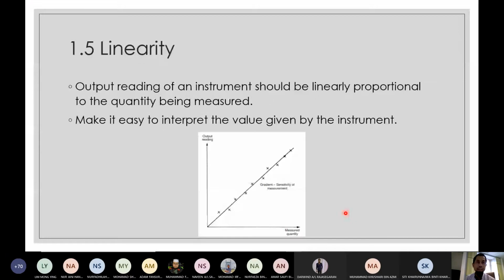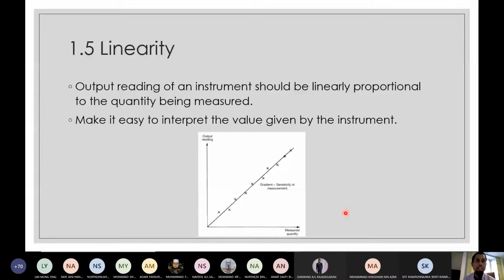And then number 5 is linearity. Linearity basically means that ideally, when the value of the parameter that we measure increases, the instrument reading will also increase proportionally. If it decreases, it also decreases proportionally. So a linear change makes the reading easier to understand.